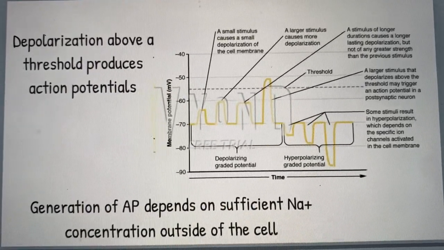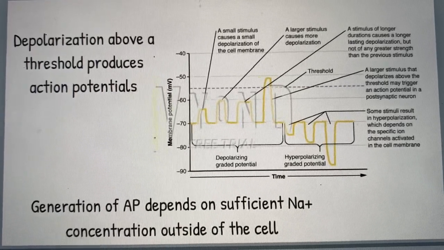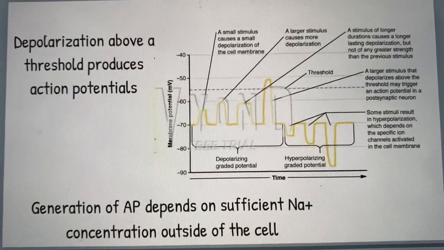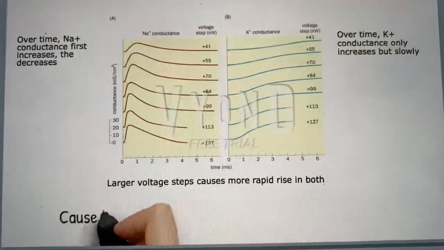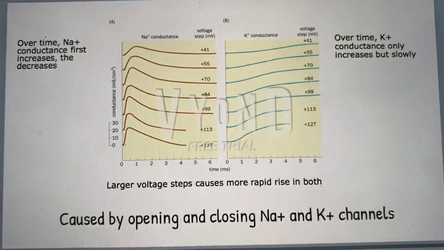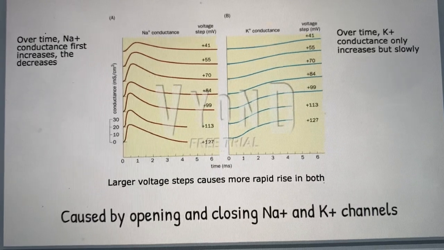AP is dependent on sodium outside of the cell because the rising phase is caused by an influx of sodium from outside the cell into the cell. Voltage-dependent changes in sodium and calcium conductances account for action potential.